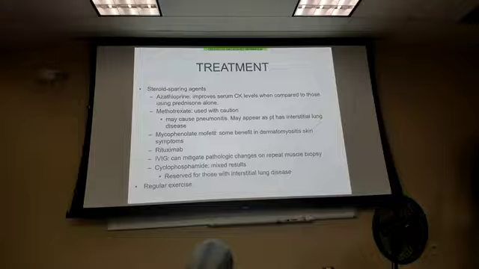MMF has some benefits in dermatomyositis, but can MMF be given to a pregnant woman? Why am I bringing up stuff from yesterday? I don't know. You also have the other ones out there.